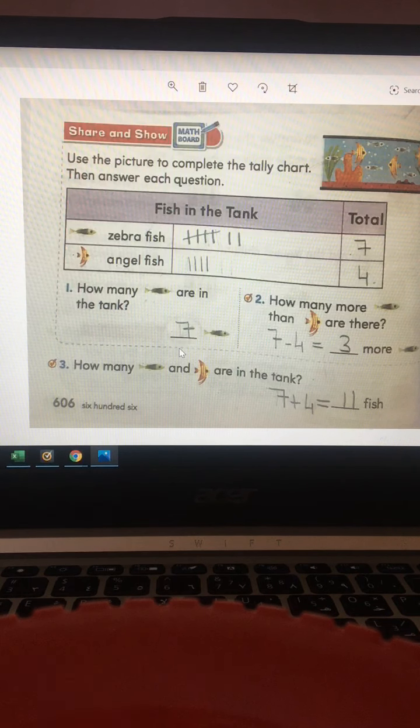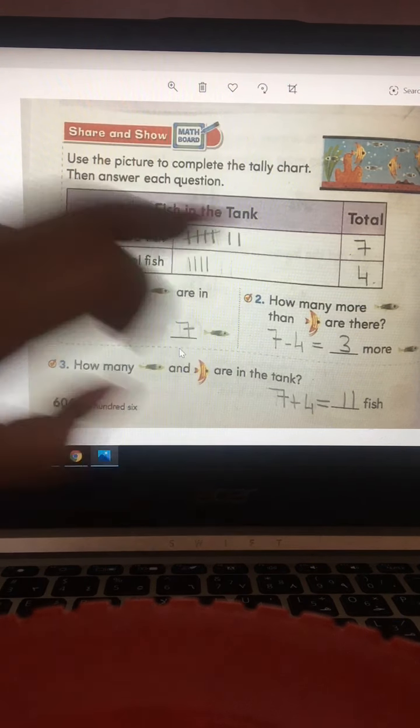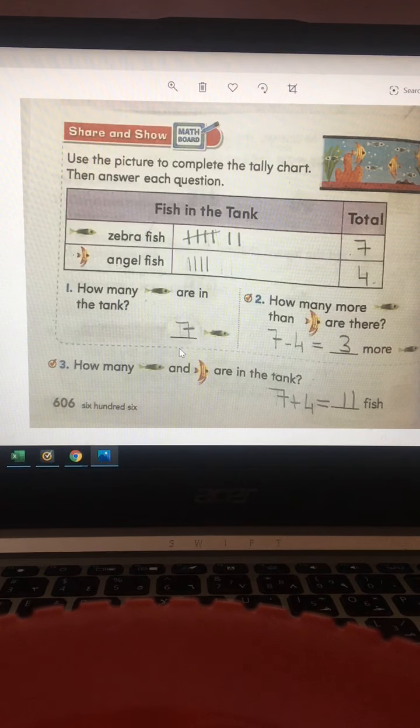Let's move on to another tally chart that was made for 2 types of fish, zebrafish and angelfish, okay? I'm the one who made these tally marks. You can also do the tally marks on your own, okay? Choose whatever numbers you would like and draw them, or do them in the tally chart. Let's go over the questions now together.